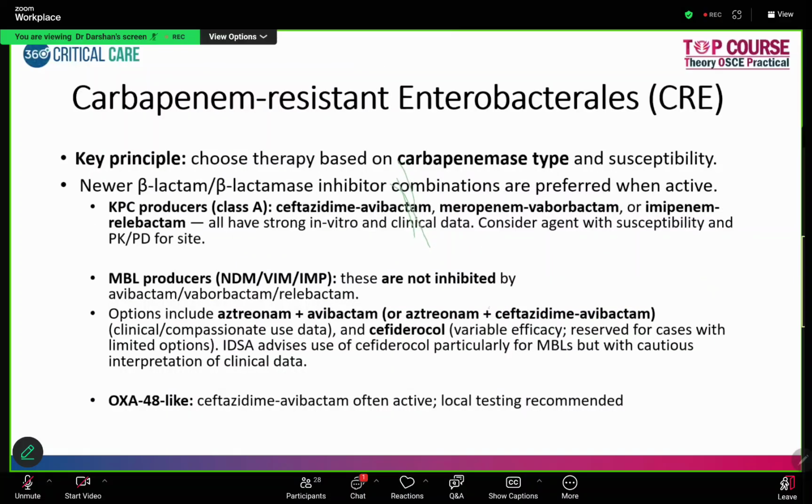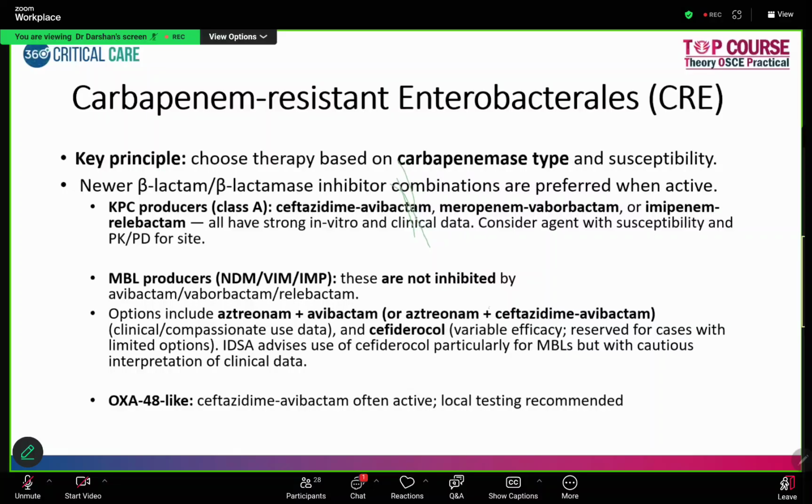Remember, for carbapenem-resistant Enterobacterales, first find out the resistance pattern, whether it is Ambler class A like KPC. If it is only that, go ahead and give ceftazidime-avibactam. If it is a metallo-beta-lactamase like NDM, VIM, and IMP, then you need to start this patient on aztreonam-avibactam. If the person has metallo-beta-lactamase and OXA-48, then again give aztreonam-avibactam, or aztreonam plus ceftazidime-avibactam. If it is only OXA-48, similar to what we do in Ambler class A, we can just give ceftazidime-avibactam.